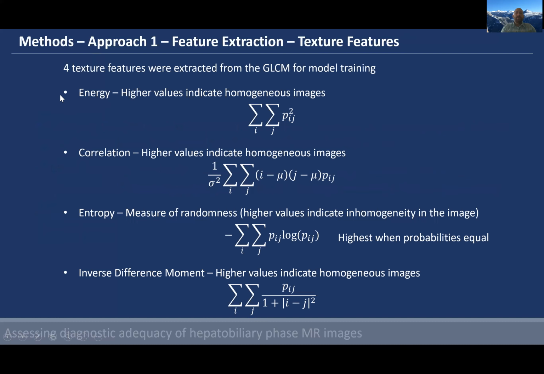Now, I won't go into this too much because we didn't dive into the texture analysis too much within this project, but we extract 4 commonly used features from the GLCM. There's energy, correlation, entropy, as well as the inverse difference moment. And the big takeaway here is all of these 4 measures extract in some way the homogeneity or inhomogeneity of the texture within the image. So we have 4 features now that describe texture of the image, along with the Euler characteristic features, which also can describe a level of texture.